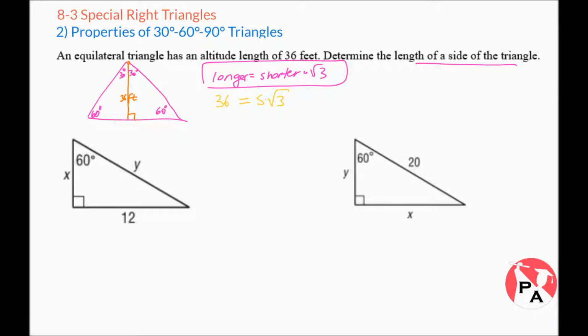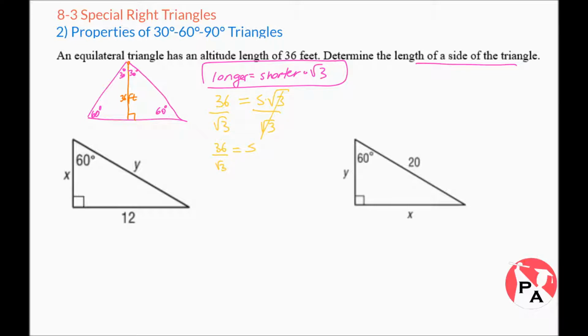We need to solve this equation for S. We need to cancel this one out. The operation we have is multiplication. We need to do its opposite. Divide each side by radical 3. These two cancel out. Left hand side of the equation is 36 divided by radical 3. Right hand side is S, or the shorter leg.